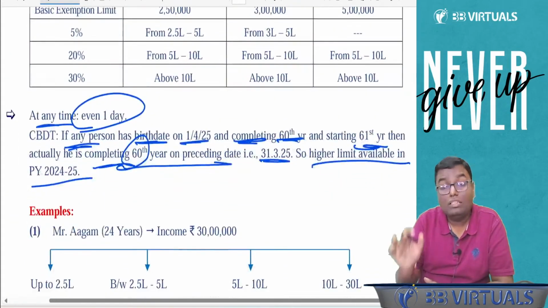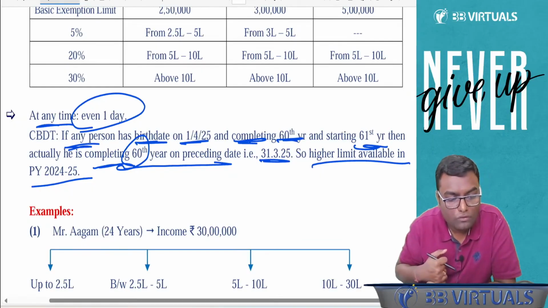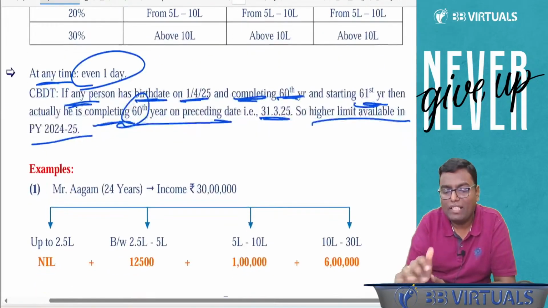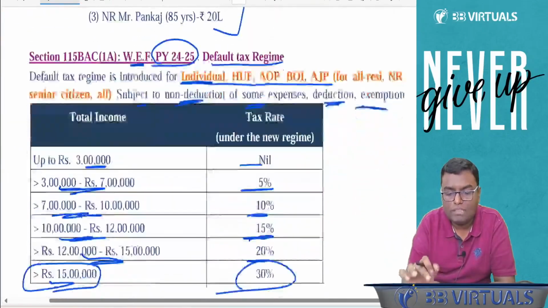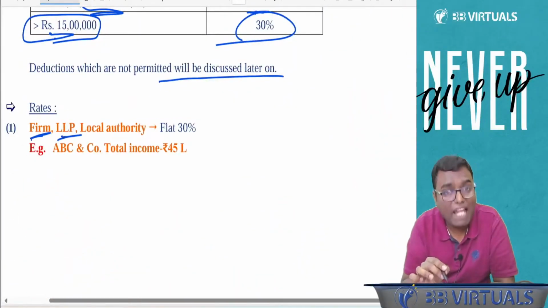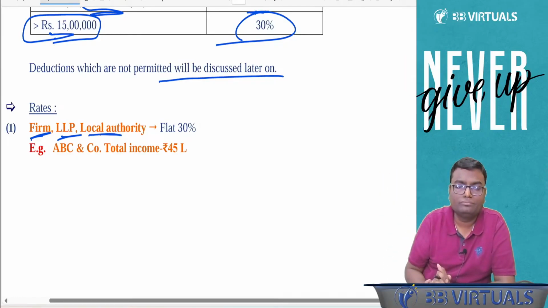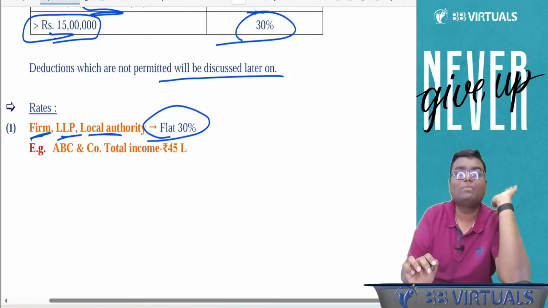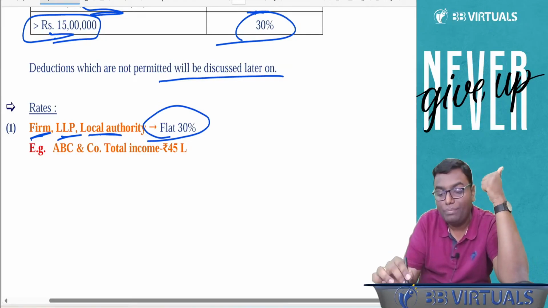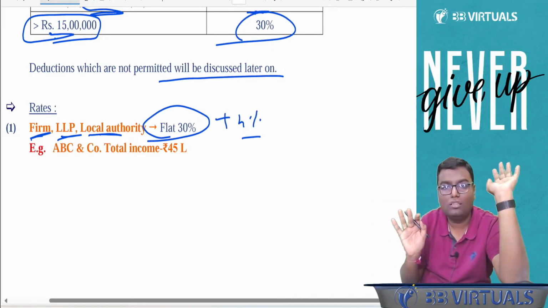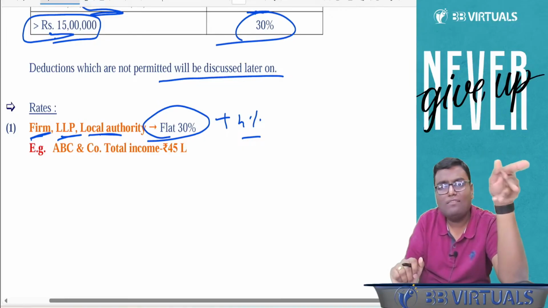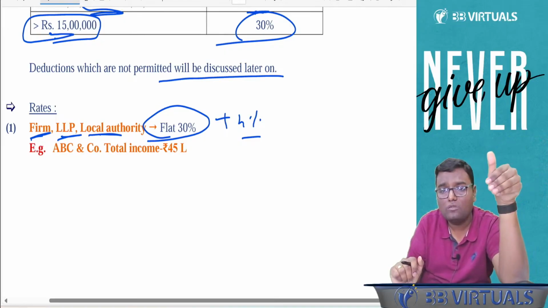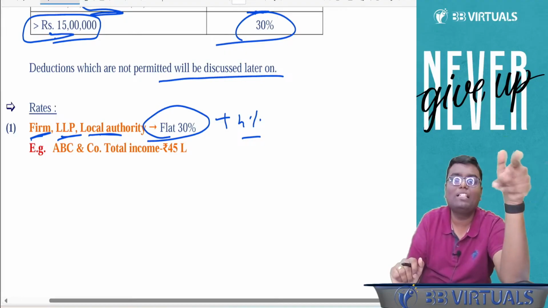Now, the basic tax we saw was for these five categories: individual, HUF, AOP, BOI, AJP. Let us understand the tax rate if you are a firm. Firm means obviously a partnership firm, which includes LLP, and also local authority. For a firm, LLP, or local authority, a flat 30% is applicable. Plus 4% health and education cess is common for all. That is always applicable. But see, their life is very simple. If they have 1 rupee of income, then also 30%; 10 rupees of income, then also 30%; 30 crores of income, then also basic tax is applicable at what percentage?